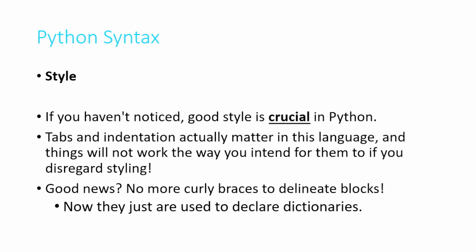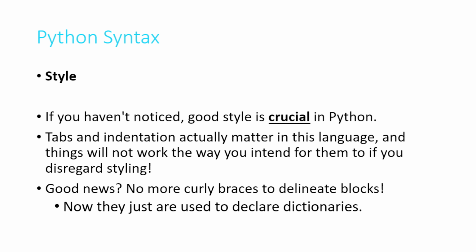So if you haven't noticed by now, good style is really, really important in Python. We don't have curly braces anymore, which is great, but we still need to be able to indicate how an if block is delimited. In C, we had an open curly brace, and then we had some code, we had some closed curly brace, and it didn't really matter how things were styled in between. I mean, it mattered for somebody who's reading your code, but it doesn't matter to the computer. It does matter in Python. Tabs and indentation are key in order to indicate what you intend for it to do.